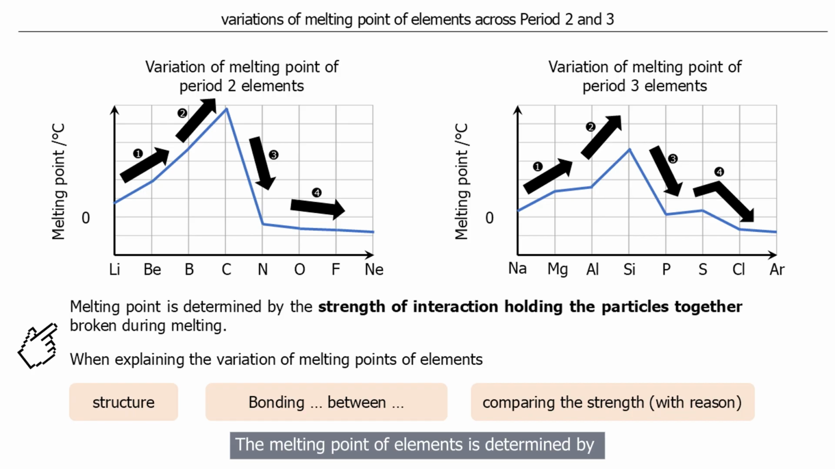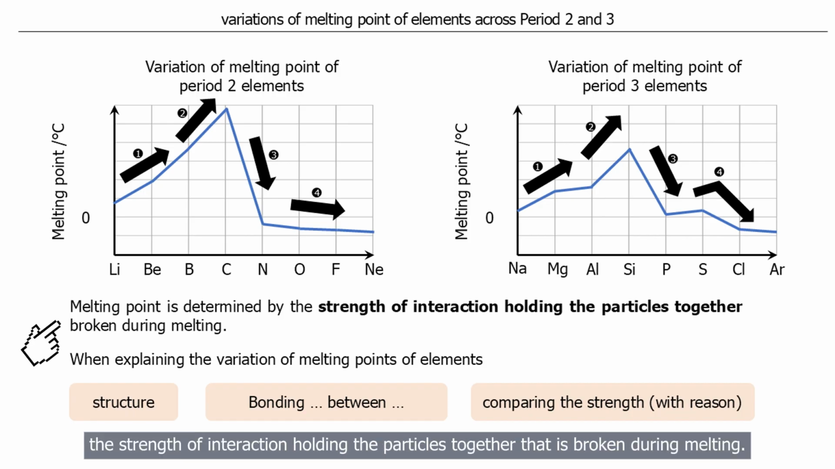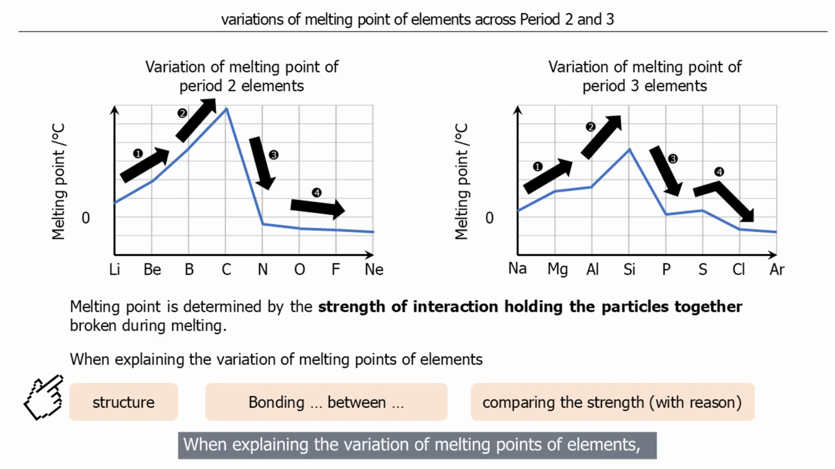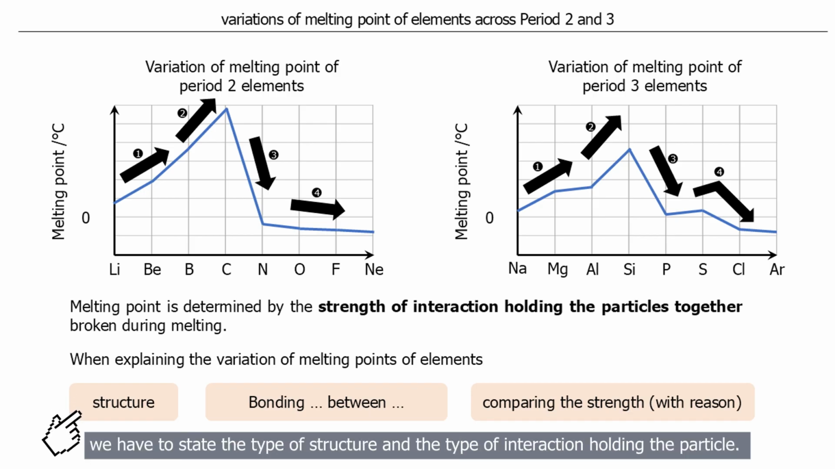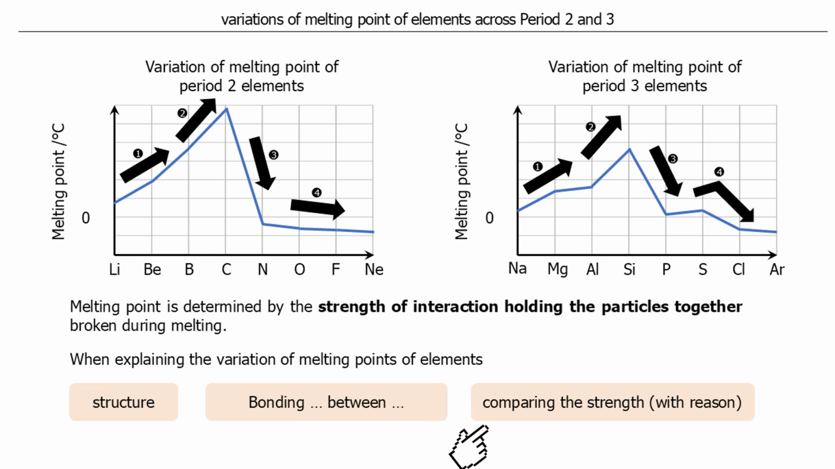The melting point of elements is determined by the strength of interaction holding the particles together that is broken during melting. When explaining the variation of melting points of elements, we have to state the type of structure and the type of interaction holding the particle. Don't forget to mention whether the interaction is located between atoms or molecules. Lastly, always compare the strength of the interaction to compare the melting points.